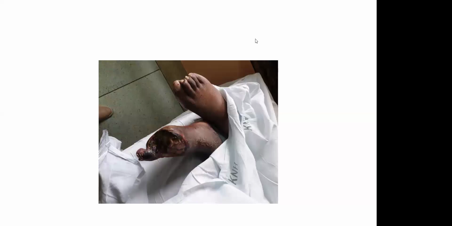So this is how he looked when he came. You can see the toe was already long gone by then, and the skin was darkened and edematous all the way up to around the knee joint, but there were still some feeble pulses that could be felt. Next slide.